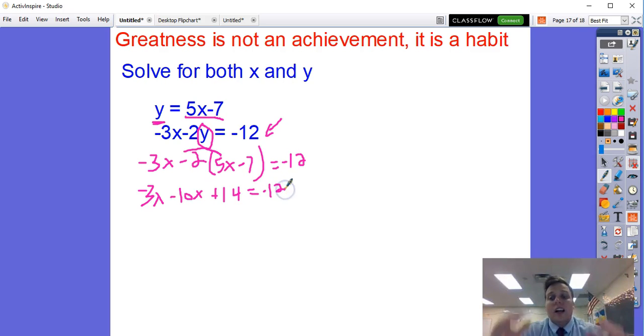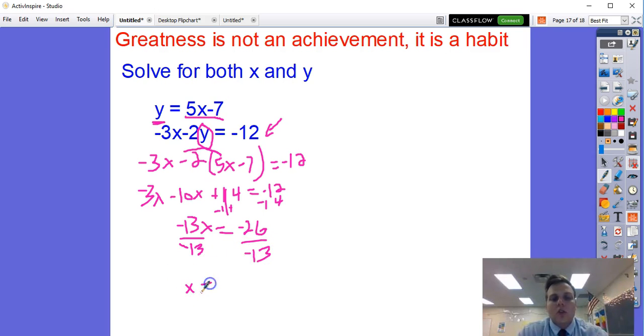Now I just need to put like terms together and solve for x. Negative 3x minus 10x is negative 13x. I need to move the 14 over, so I need to subtract 14 on both sides. So that's going to be equals, because those two will cancel, and that's going to be negative 26. Then I need to divide by negative 13 on both sides. And I'm going to get that x is equal to 2. Bam! There's part of your answer.